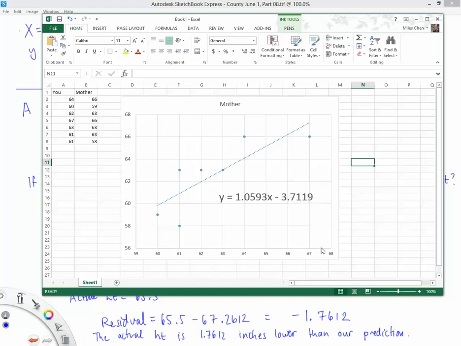Why don't we take a short break? We'll come back at 3 o'clock. We'll get into more details on this.